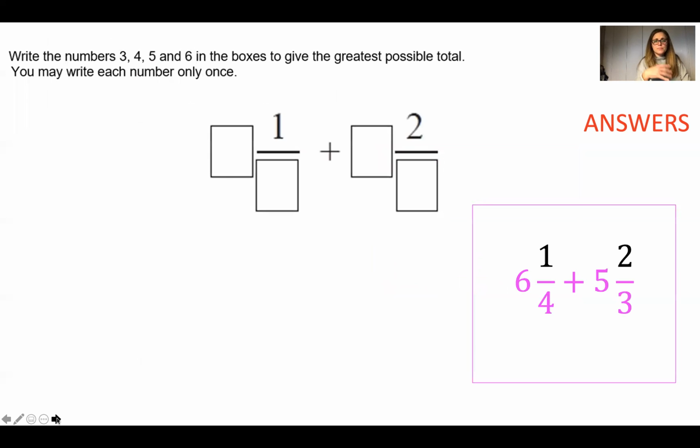Third question, pop in some numbers to try and make the largest possible total that you can. So you've got the numbers 3, 4, 5, and 6. So you want the largest numbers here, okay? And you want the smallest numbers as your denominators. And you want the quarter to be here, or the 4 to be here to make a quarter. You want the 3 to be here to make 2/3. Doesn't matter whether you've got the 6 here and the 5 here, or the 5 and the 6. That doesn't make any difference at all.